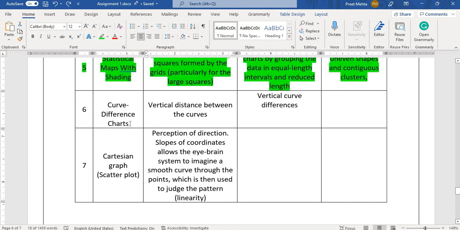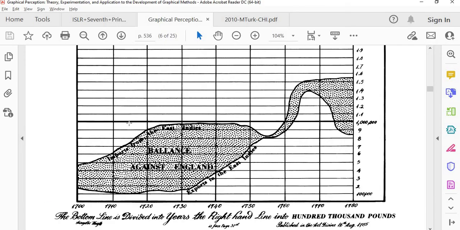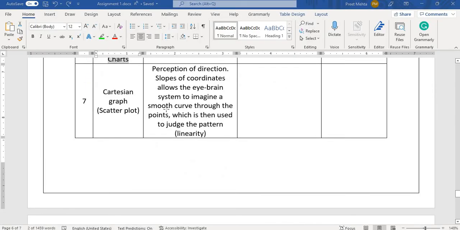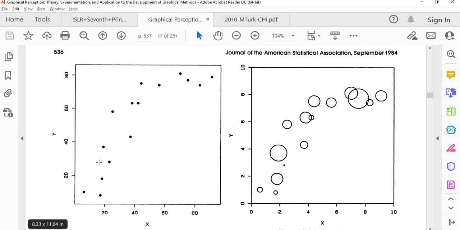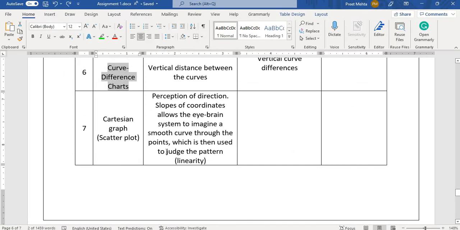And in the curve difference chart, the elementary task would be that our brain will calculate the difference between them, and then it will identify during which years the gain was more. And in the Cartesian scatter plot, over here again we will think of whether it's a linear curve or non-linear curve, right? So it will judge the pattern.